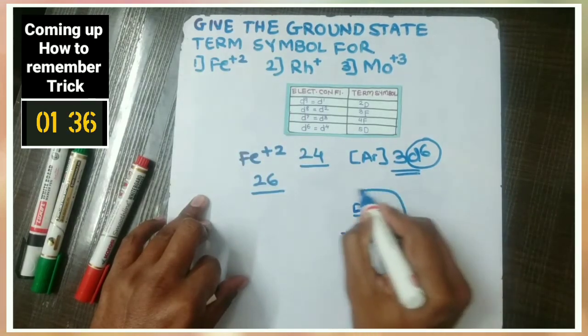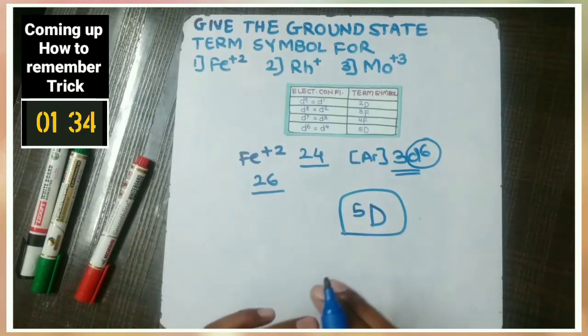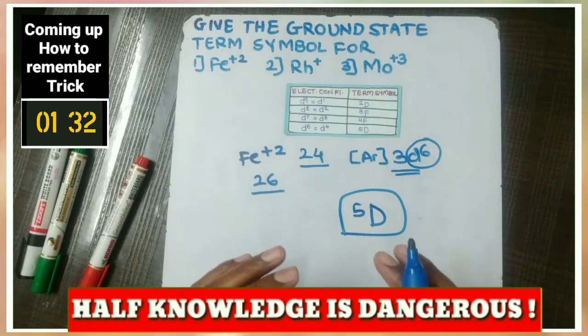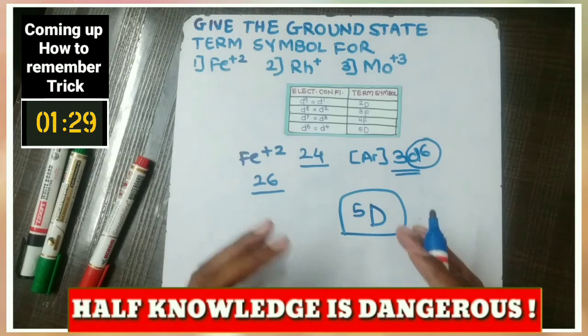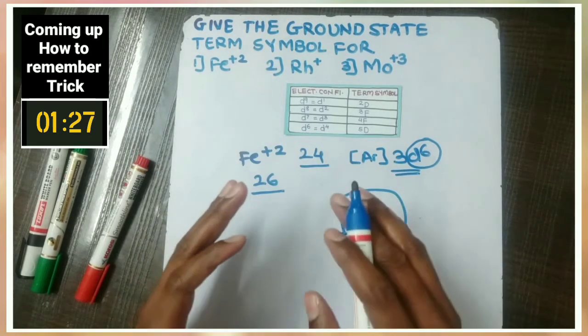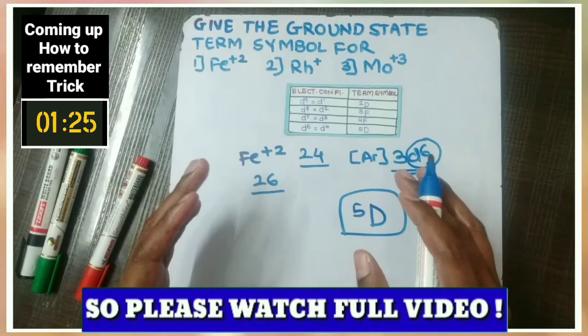See how easy it is to predict the term symbol. You don't need to do all the calculation. With the help of this trick, you can easily determine the term symbol for any given species.